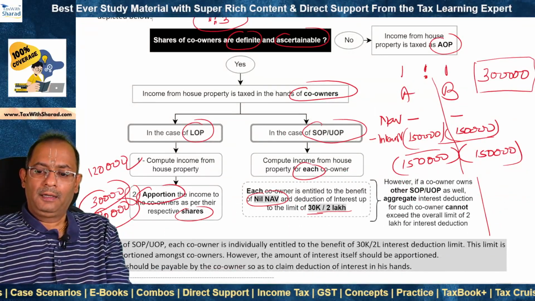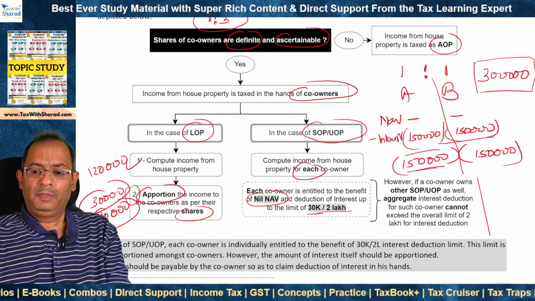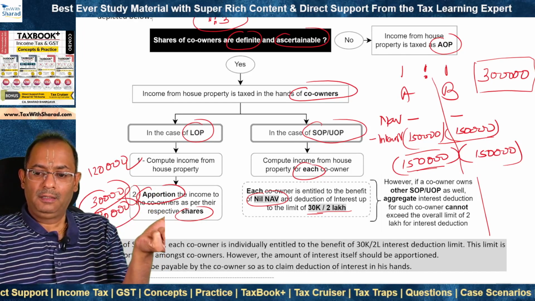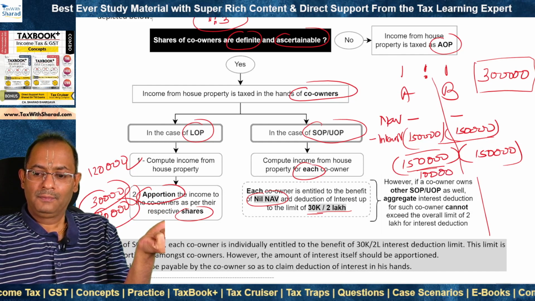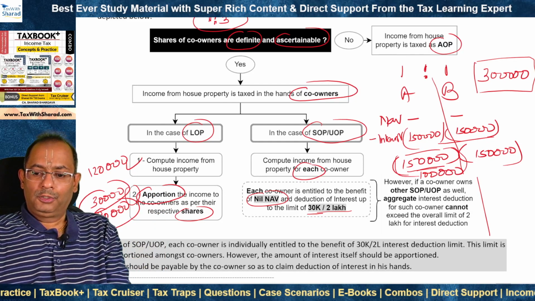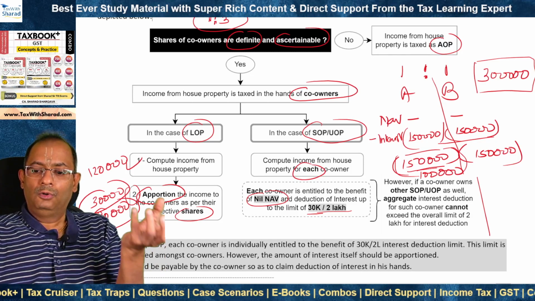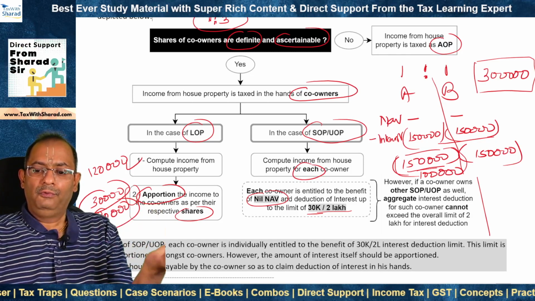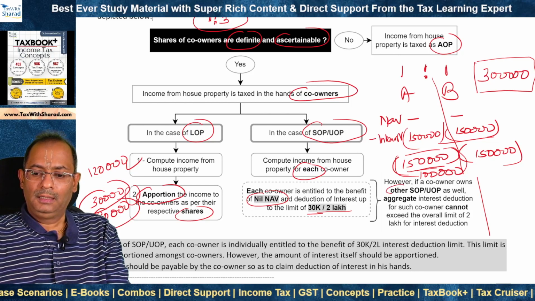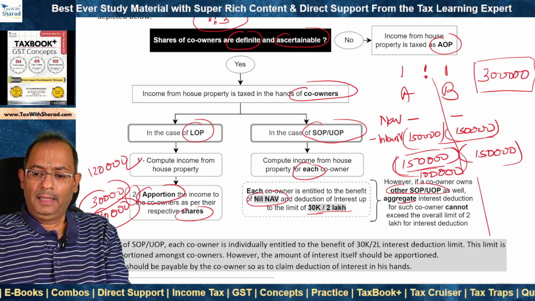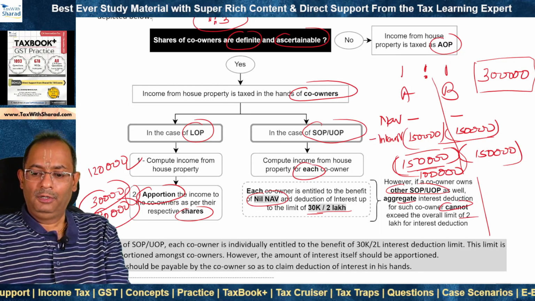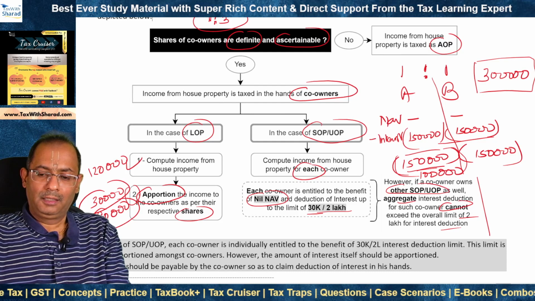A is entitled to a deduction of 1,50,000 rupees, say if he has got one more self-occupied property in respect of which interest payable is say 1 lakh rupees. So he will not be allowed a deduction of 2,50,000 rupees, but the overall aggregate limit for A will be rupees 2 lakh. So if a co-owner owns other SOP, UOP as well, the aggregate interest deduction for such co-owner cannot exceed the overall limit of 2 lakh for interest deduction.